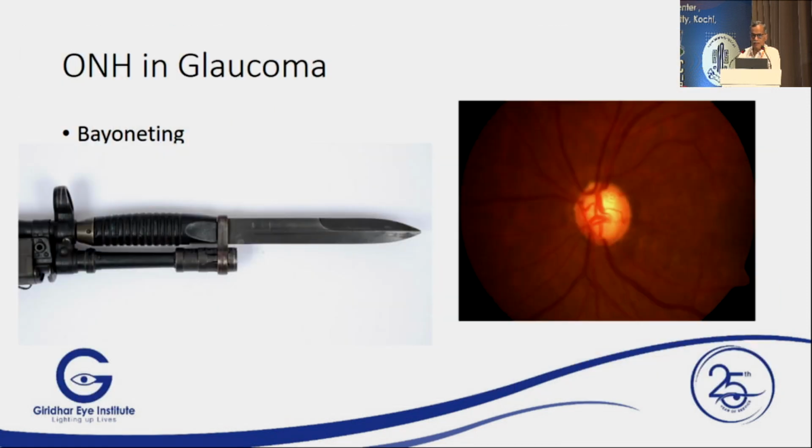Now bayoneting appears as a broken vessel at the margin of the neural rim. This is because as the cupping progresses, the vessel bends more sharply and you don't see the bending behind the neural rim. So the vessel appears broken at the edge of the neural rim.